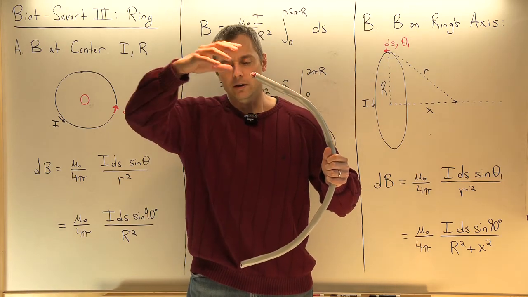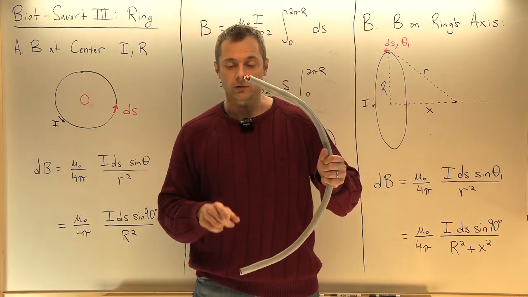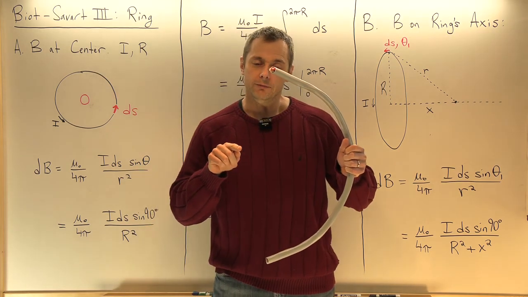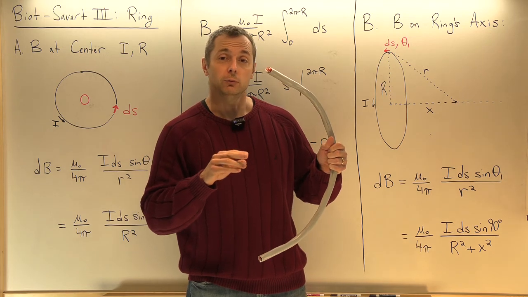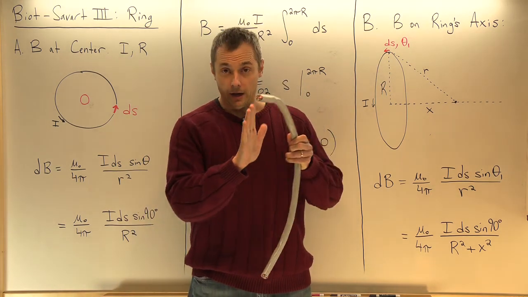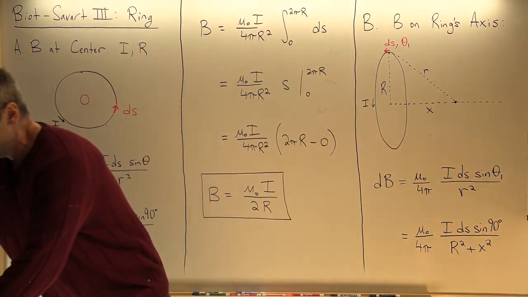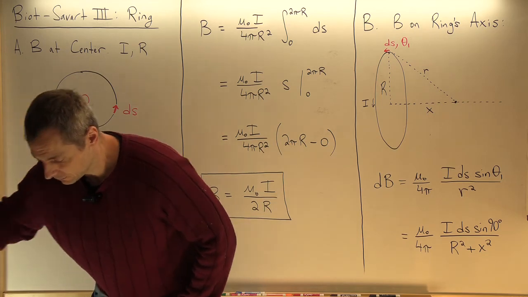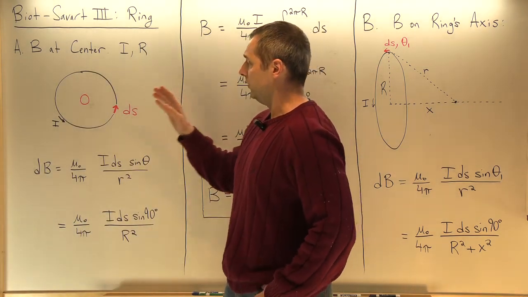It was like a partial circle, and you found the magnetic field at the center of curvature. Today, the ring will be complete, and the current will go all the way around in a circle. We'll first find the magnetic field at the center again, and then with a second calculation, find the magnetic field along the axis, out of the plane of the circle, out here. So let's begin with the first case, the magnetic field at the center of a ring.